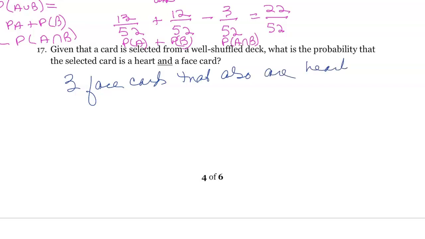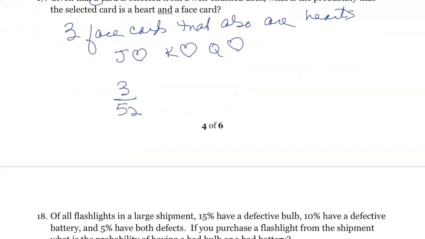Okay. What is that? Well, the Jack of Hearts, King of Hearts, and the Queen of Hearts. So that's 3 cards, and you're just taking a card. So 3 out of 52 is the probability that you're going to pick one of those. All right. Okay, so I'm going through this quickly, but you don't have to go through quickly. You can go slowly and turn me off and process a little bit.